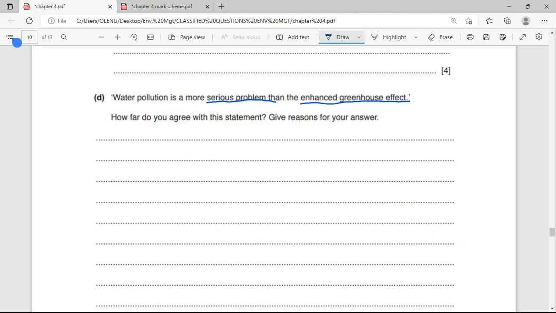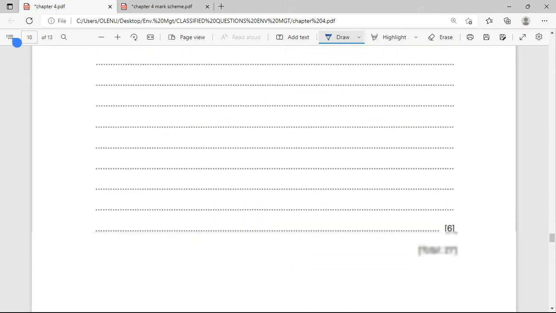When you see they said water pollution, there are two statements here. Water pollution is a more serious problem than enhanced greenhouse effect. Now, I've explained this. When you answer this type of question, you must look at the two sides of the argument. Two sides of the statement, you must write about it to get your full marks. I think this should be a 6 mark question.